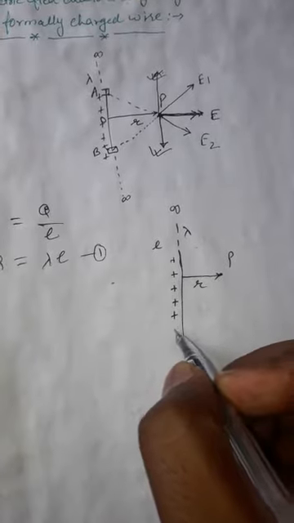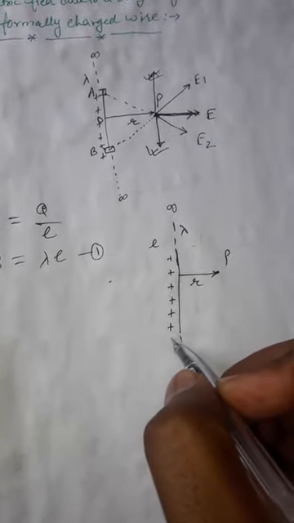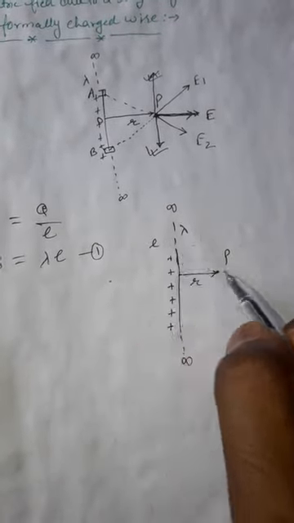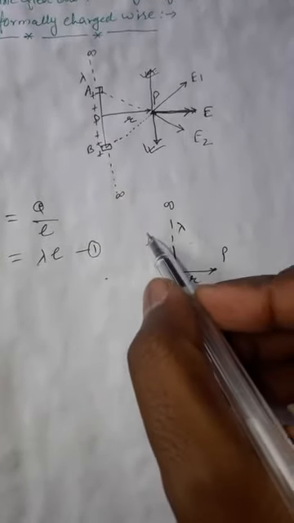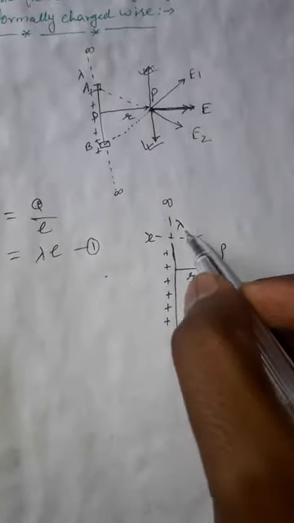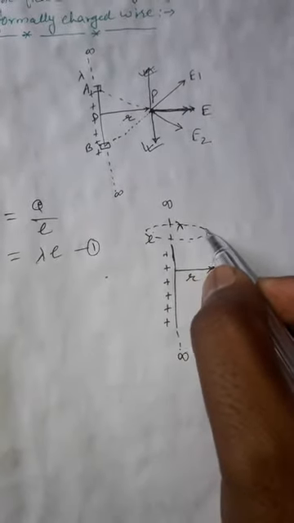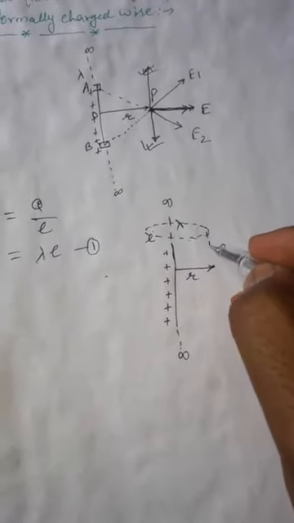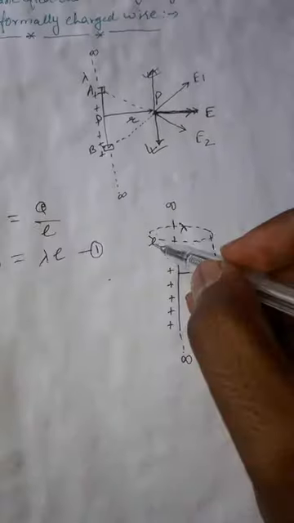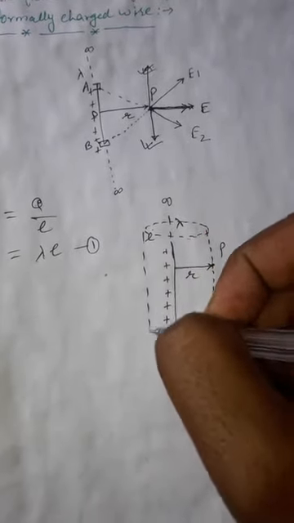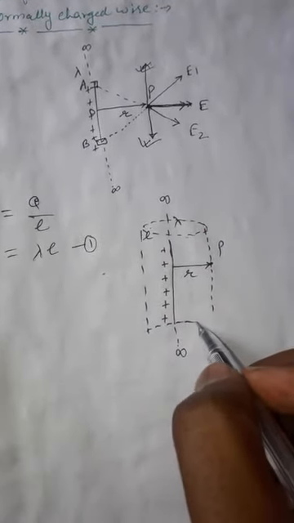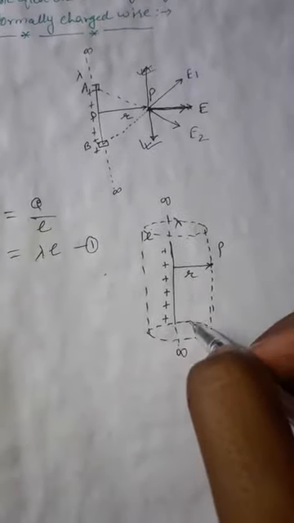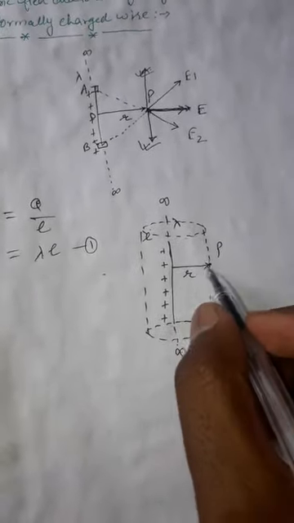Due to this line charge, a surface at every point of which the field remains constant is a cylinder, or we can say a right circular cylinder. So we consider a cylindrical surface here like this. The radius of the cylinder must be equal to r. So consider a Gaussian surface in the form of a cylinder, where the length of the cylinder is L and its radius is r.